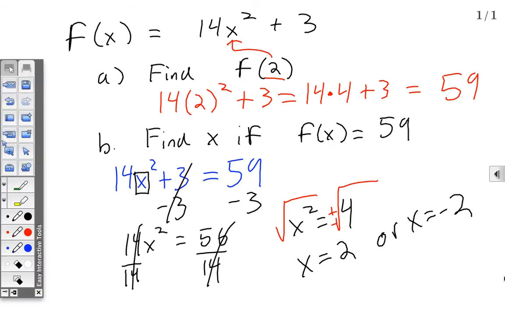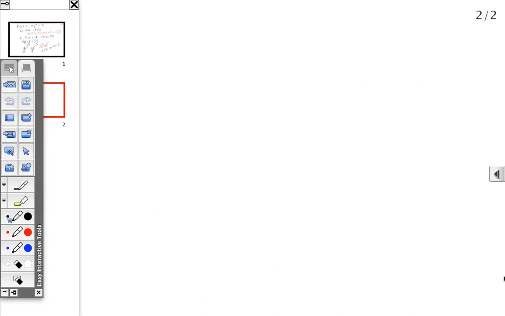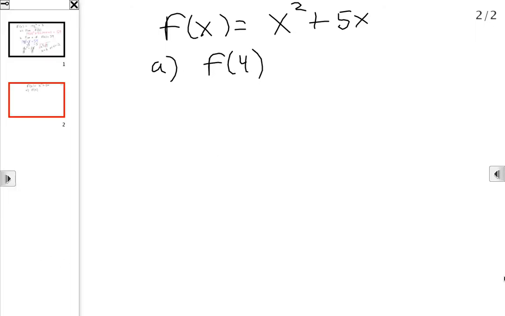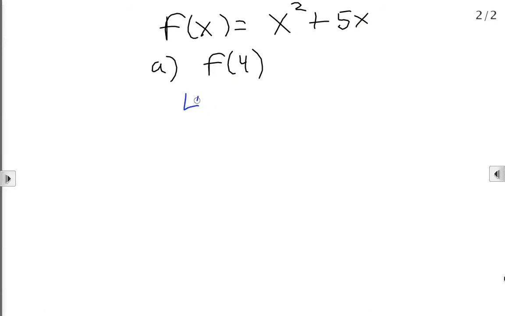All right, I think there's another question. Let's go ahead and kind of make a new screen. I thought I had it prepared, but we're going to do this one more time. We're going to have a function that's f of x equals x squared plus 5x. And what we're going to do in part A is find f of 4. And so finding f of 4 just means taking x, and instead of having an x, we're going to plug in a 4, right? We've replaced x with 4, which means we're going to go back into this equation and replace x with 4.